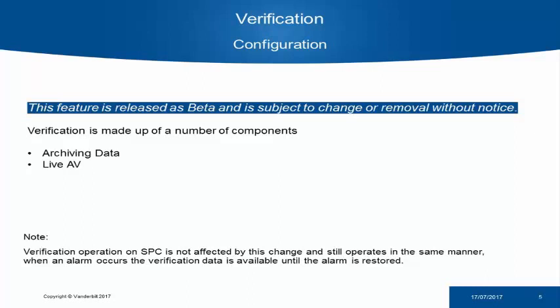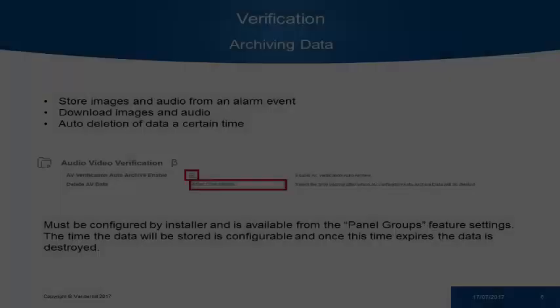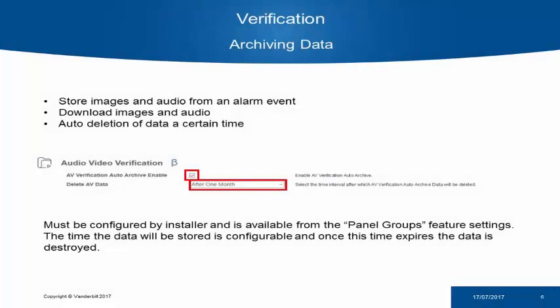This was a bit of a limitation, and a number of customers over the years have asked us to enhance this. By leveraging SPCconnect, we can offer a huge new range of services for the verification zones. Verification archiving, which is now released in beta form. Beta form means that this feature may be removed or changed without notification.